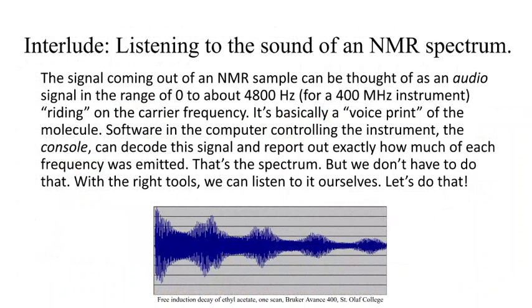All right, well, let's take a little break here. The signal coming out of an NMR sample can be thought of as an audio signal in the range of 0 to about 4,800 hertz for a 400 megahertz instrument, riding on the carrier frequency of 400 megahertz. It's basically a voice print of the molecule. Software in the computer controlling the instrument, the console, can decode this signal and report out exactly how much of each frequency was emitted. That's the spectrum.